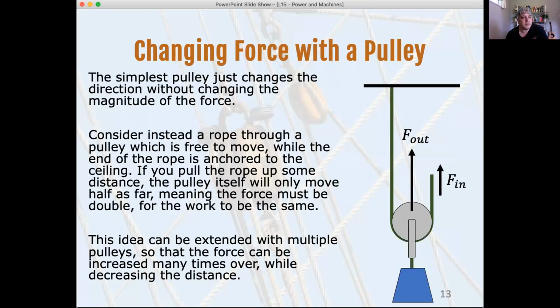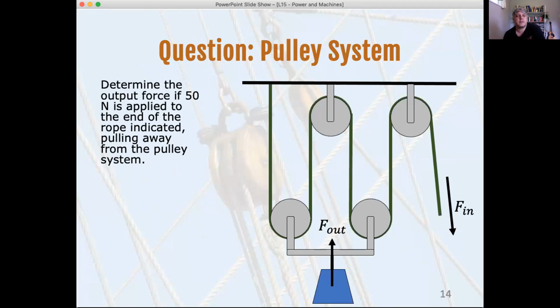setup. And you can actually repeat this using multiple pulleys, not just a single wheel, but using multiple wheels and looping the rope around lots of times. So here's a question. What is the output force if we use 50 newtons on the end of this rope? We've got 4 wheels now, and we want to figure out the output force here.